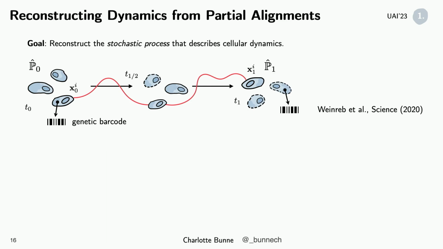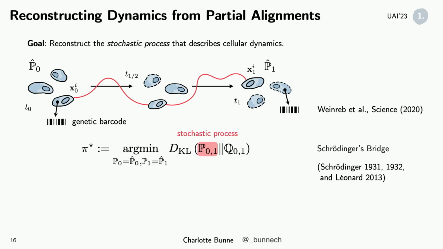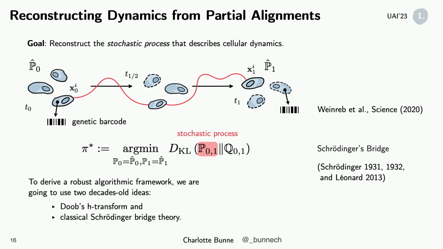But what we did is that we basically built a diffusion Schrödinger bridge based on this. Same system as the forward-backward process I just showed you, just a different way of writing it. I'm looking for a stochastic process P that describes the evolution from mu0 to mu1, or here p0, p1. And using these partial alignments, we now have an easy way of developing a robust algorithmic framework using two fairly old ideas, Doob's h-transform and classical Schrödinger bridge theory.